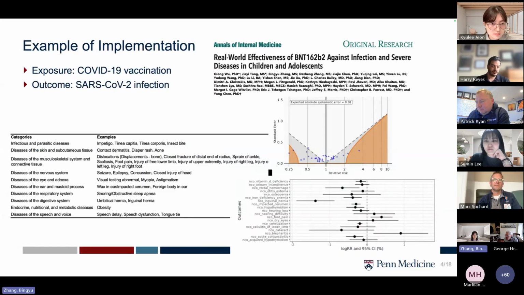Here is an example of implementation. In this Annals of Internal Medicine paper, the exposure of interest is COVID-19 vaccination, and the outcome is SARS-CoV-2 infection. Here, the negative control outcomes are events like injury, speech delay, or other events that are not related to COVID-19 vaccination. By looking into the association between vaccination and these negative control outcomes, we can build a null empirical distribution and then use this to correct the estimated vaccine effectiveness.